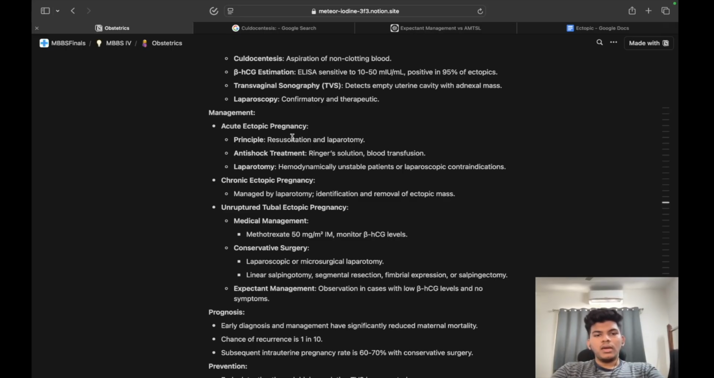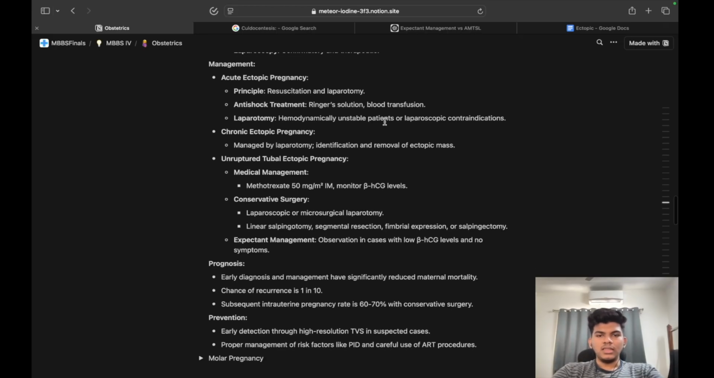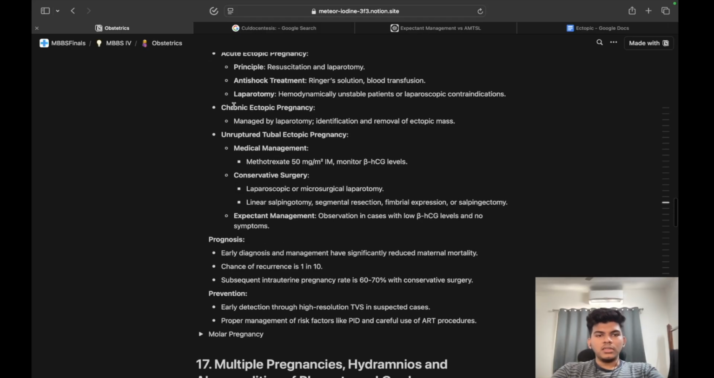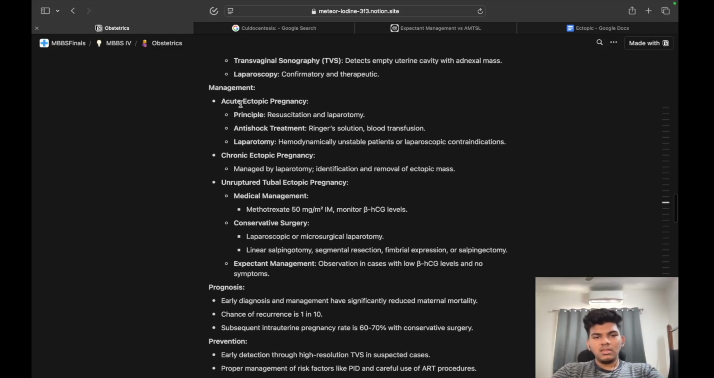Again, the principle here is resuscitation and laparotomy, that is the key, and we use Ringer's solution and blood transfusion. Laparotomy is done in case of hemodynamic instability or laparoscopic contraindication. Coming to chronic ectopic, it is managed by laparotomy, with identification and removal of the ectopic mass. So these are acute and chronic ectopic pregnancy.